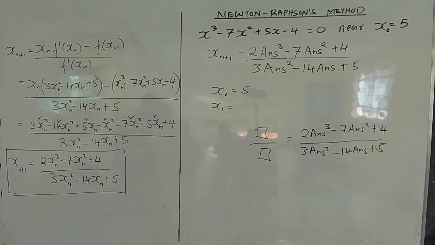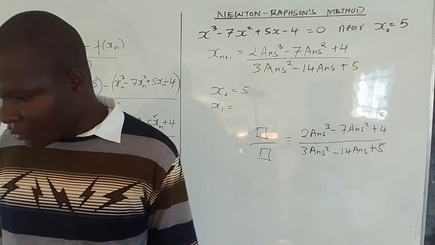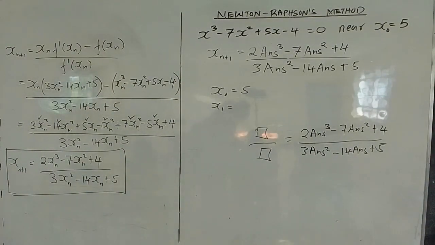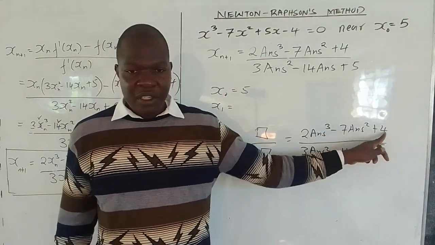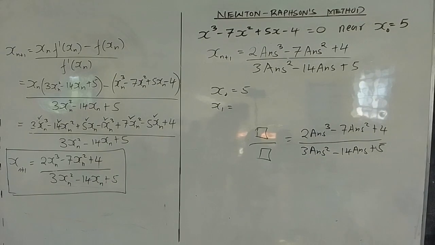Yes, put the numerator: 2 answer cube, minus, put the fraction, answer cube, minus 7 answer squared, plus 4. Then we press down and go down. Yes, put the denominator: 3 answer squared minus 14 answer plus 5. What do you get to be the answer?